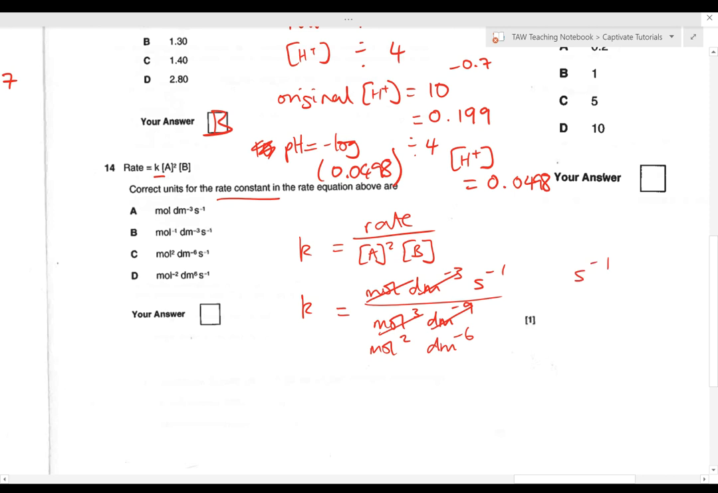That leaves us with this, which we need to tidy up. So when we bring values from the bottom of a fraction up to the top, we reverse the negative or positive signs of the power. So what we'll end up with is mole to the power of -2, dm to the power of 6, seconds to the power of -1. So we look at those answers, the one that matches is D, so our correct answer is D.